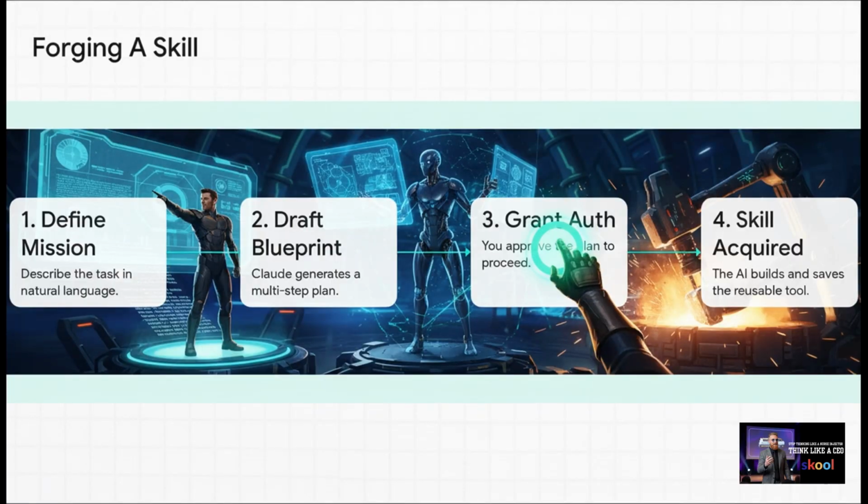You just describe what you need done in plain English. The AI then thinks about it and drafts a multi-step plan, a blueprint for how it's going to tackle that task. You look it over, give it the green light, and then bam, it literally builds and saves that new tool for you, ready to use whenever you want.